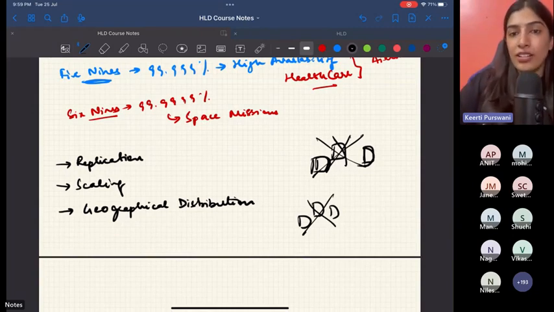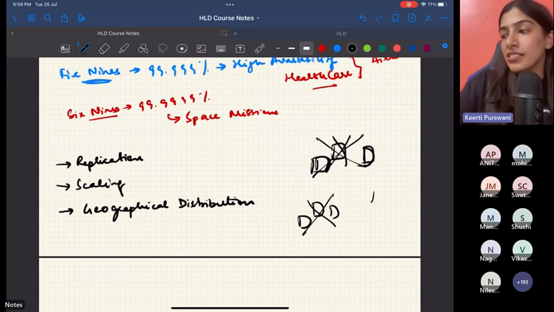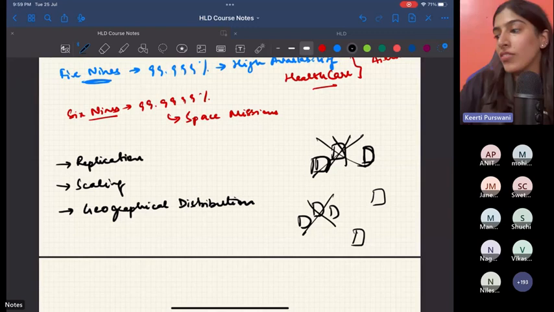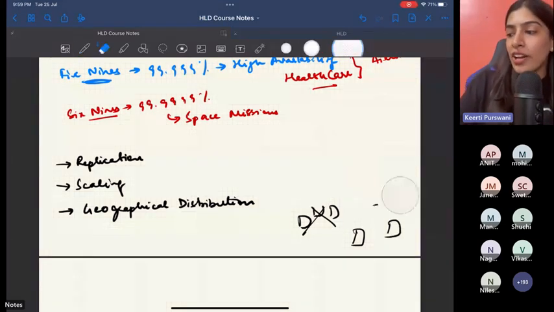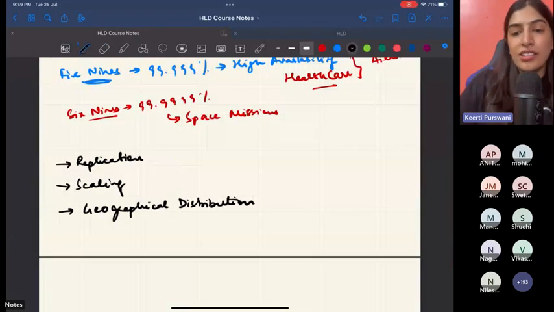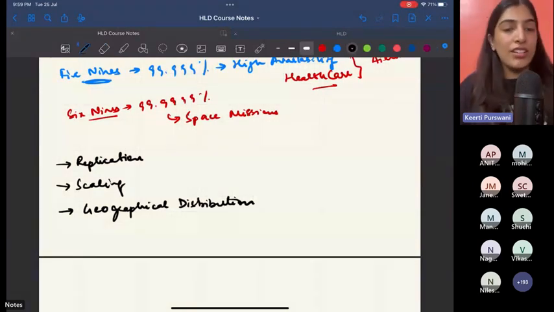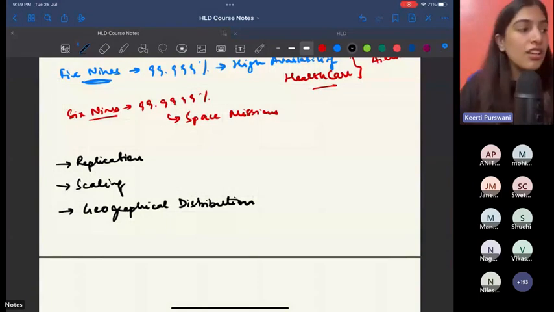So I will make sure that the servers that I have are in different geographical locations. Say one is in Delhi, one is in Bombay, one is in Bangalore, suppose one is in Manali, wherever. We will make sure that we have located them at different geographical locations. Okay. Any other thing that you can think of?